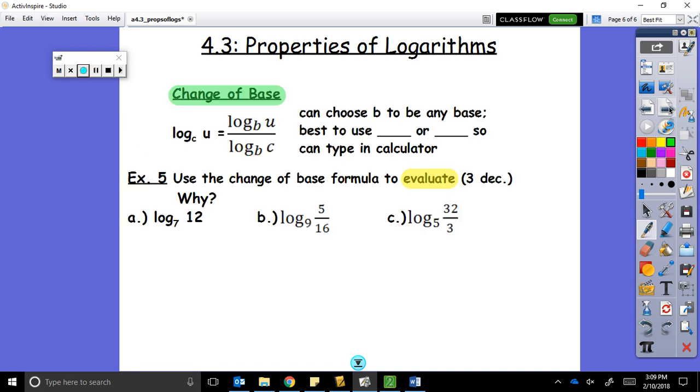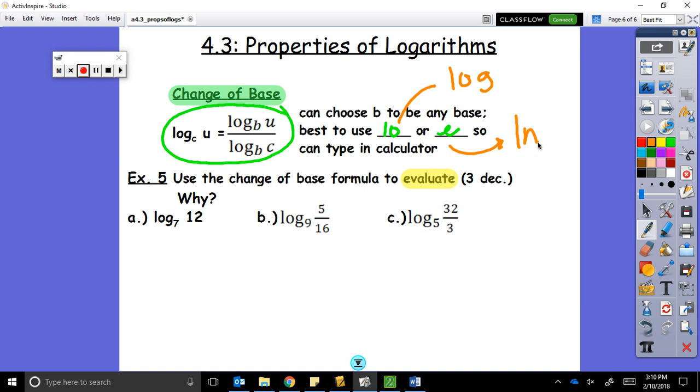Well, we have what is called the change of base formula, okay, and that's this formula right here. If I have log base whatever of whatever number, I can use b to be any base that I want. Well, what base would I use? Well, base 10 or base e, because base 10 is my log button on my calculator. Base e is my natural log button on my calculator. Alright, so we're going to use the change of base formula to evaluate to 3 decimal places. I'm going to show you how to rewrite the first one, and then you're going to try the other 3.